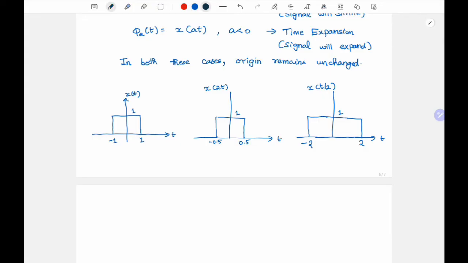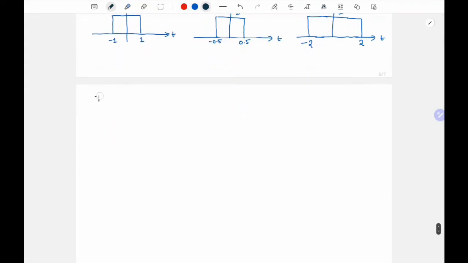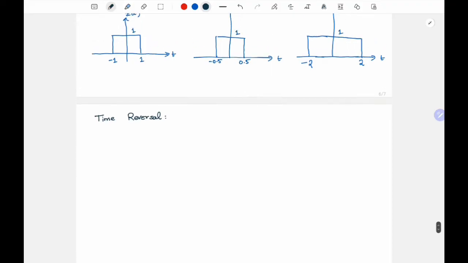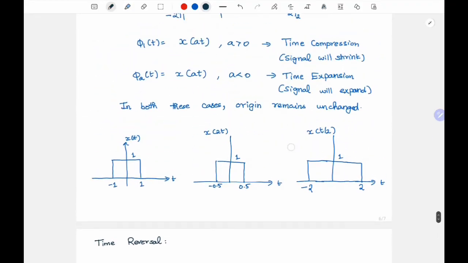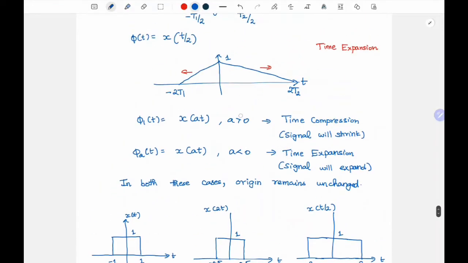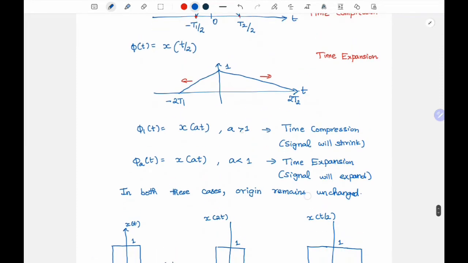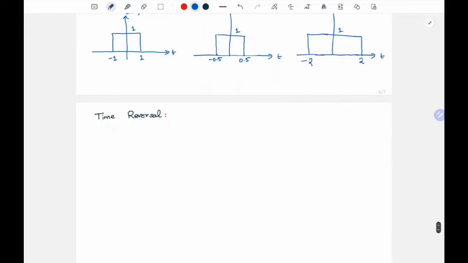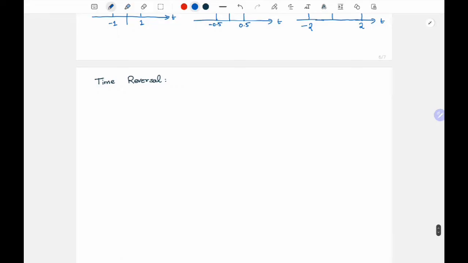So next we'll see time reversal. And I think I made a mistake here. This is a greater than 1, and a less than 1. Sorry for that. Because if a is greater than 1, it results in compression, and if a is less than 1, it is expansion. So coming to time reversal, we'll see the negative values now.